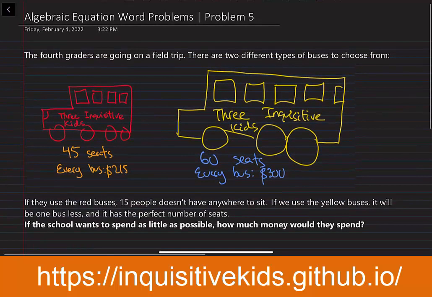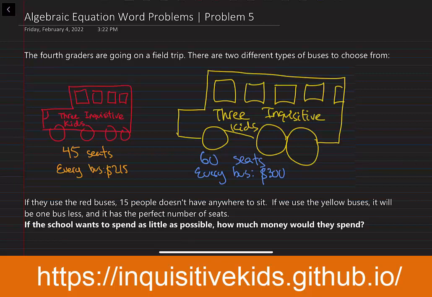Problem 5. The fourth graders are going on a field trip. There are 2 different types of buses to choose from. The first kind are the red ones, and they're smaller, so they can only hold 45 seats. And every red bus costs $215.